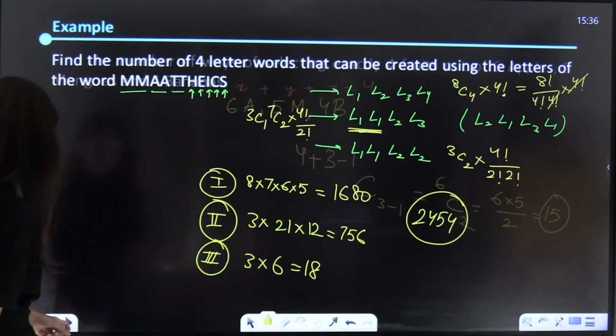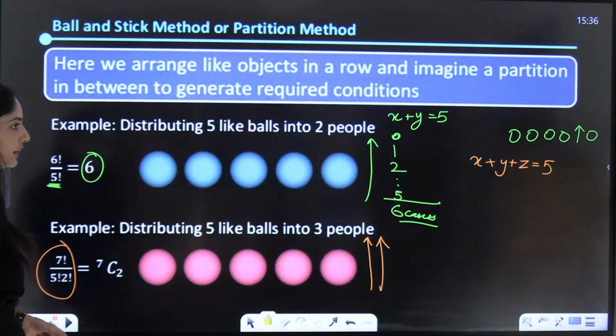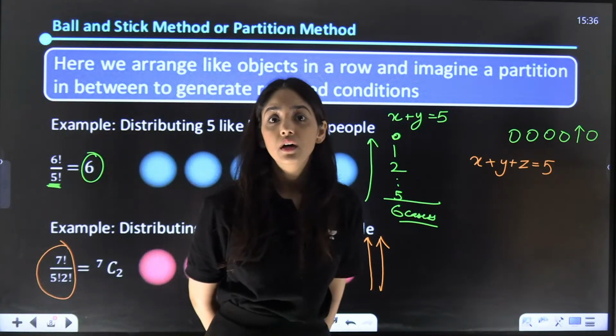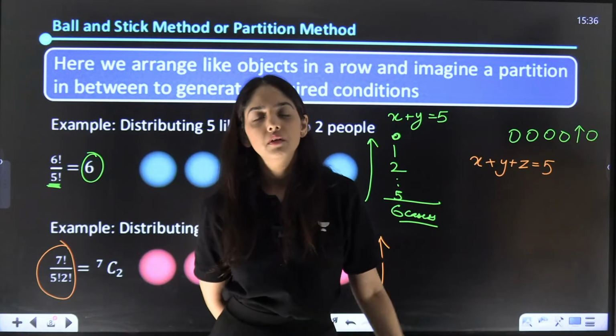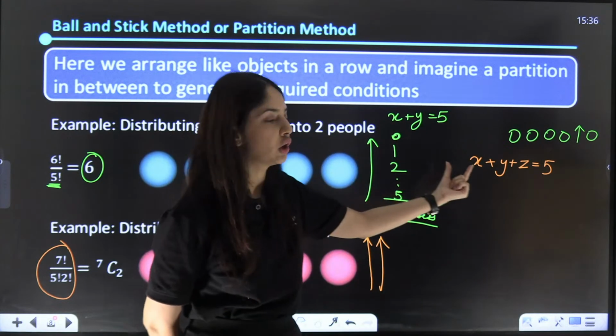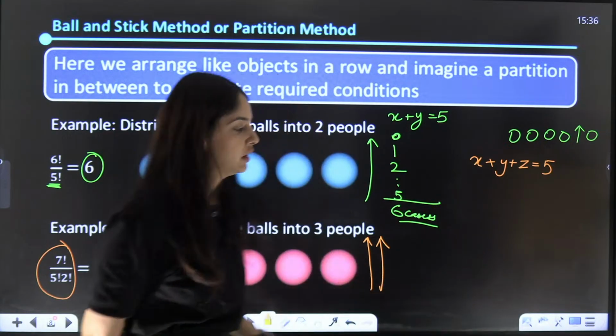Now, one last method, which might be the trickiest, but it is the ideal way of looking at it, because this is how we can solve any given problem like this, where we have to solve an equation. How do we do that?